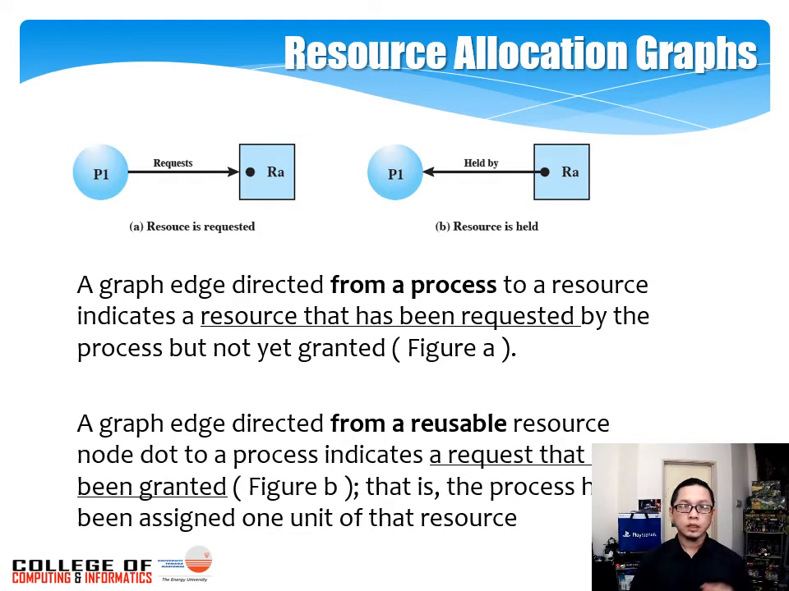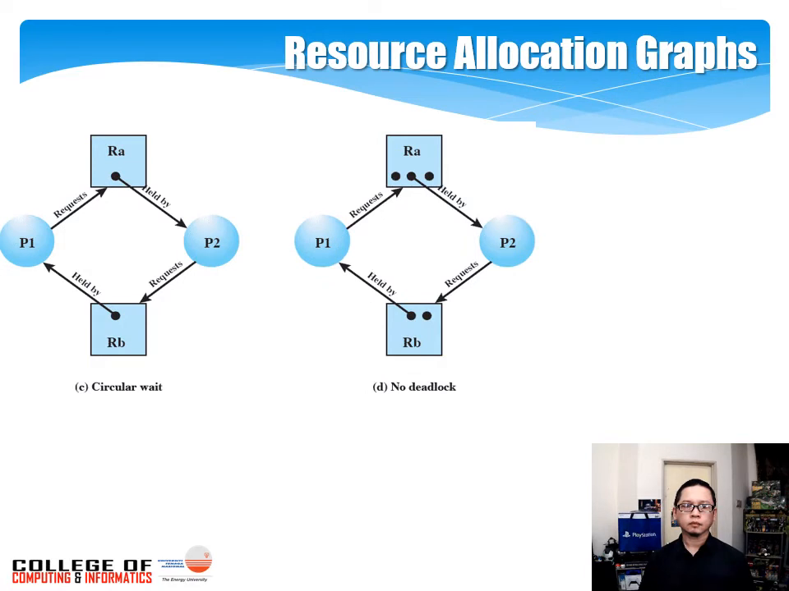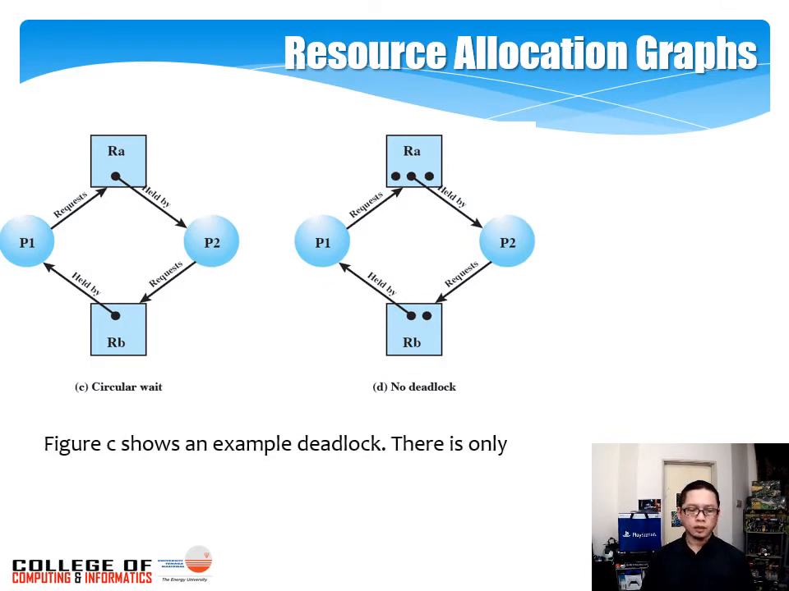And also, the dots can represent the amount of resources that is there. If you have one dot, it simply means that you have one resource. If you have two dots, you have more than one resource. Now, let us try to read diagram C.